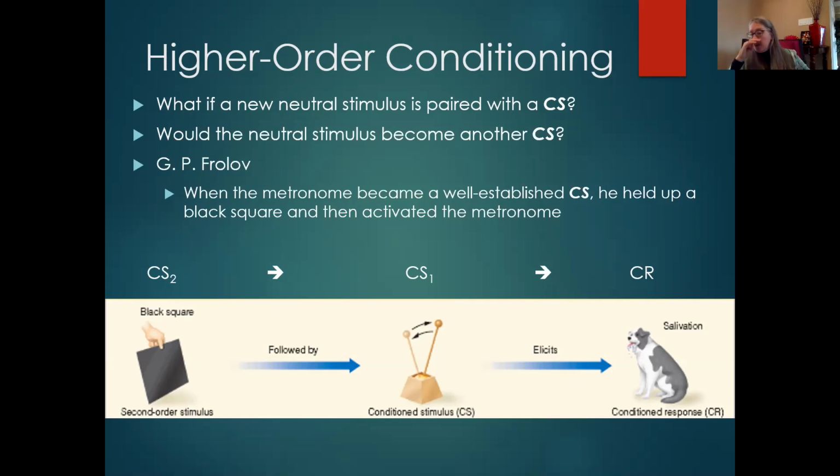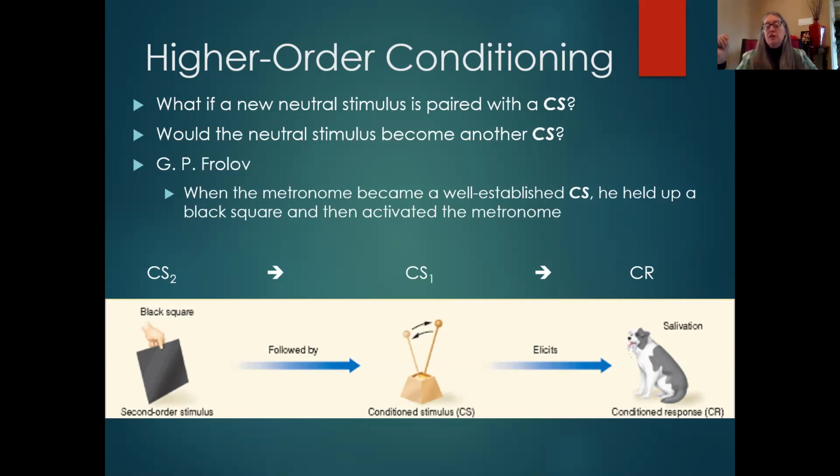So with higher order conditioning, the CS that gets paired with the US, we're going to call a CS1. But then another CS that's paired with that initial CS will be called a CS2. And then you could get another CS that's paired with the black square, that would be a CS3. And then we can go out and out and out. How far can it go?